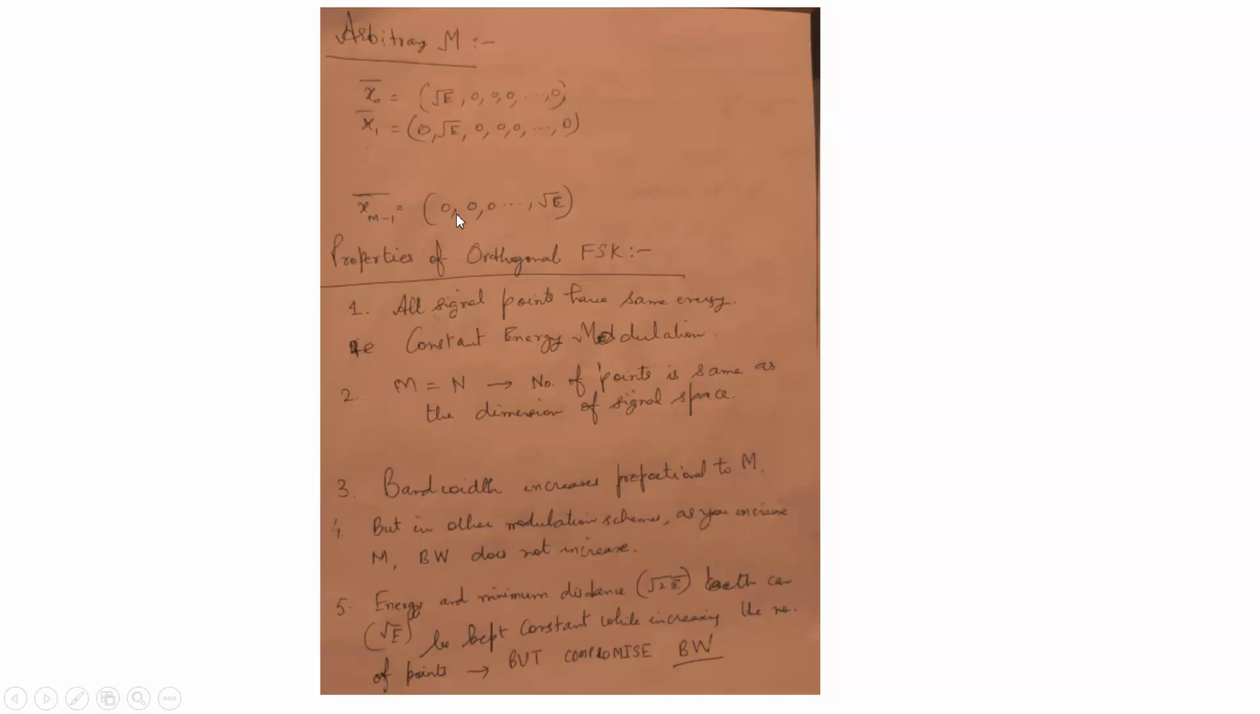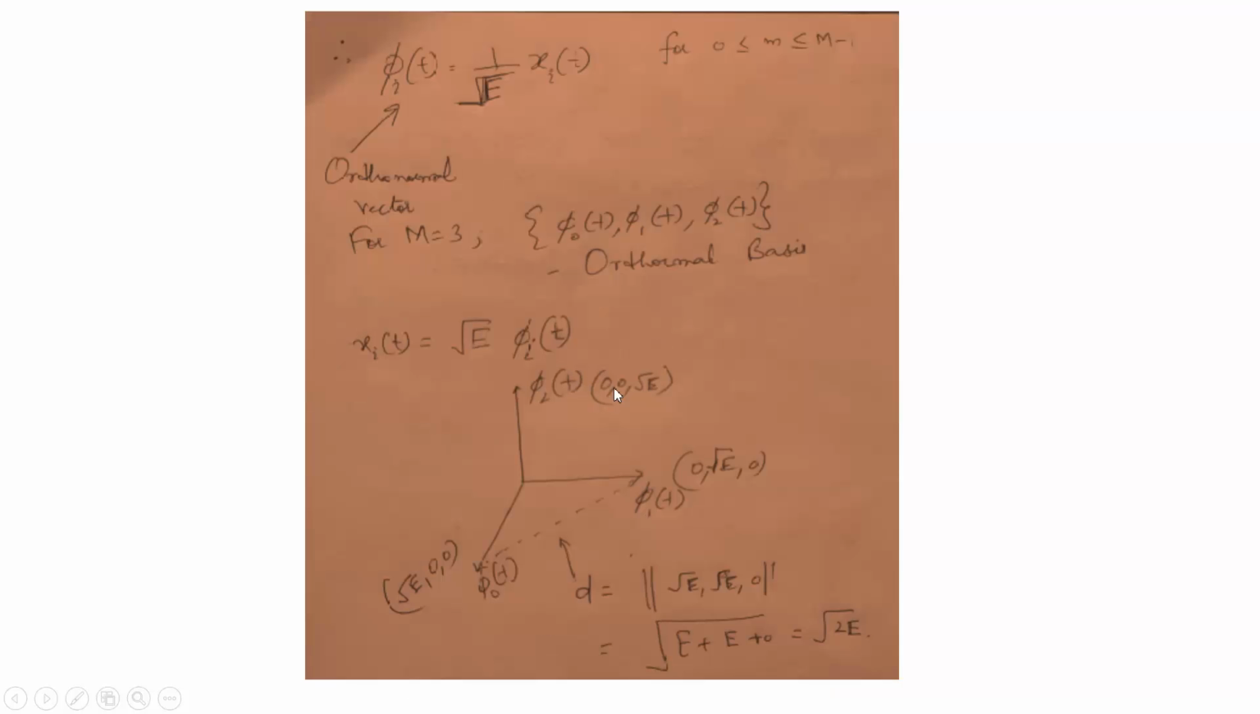X m minus 1 will be 0 comma 0 comma 0, and the last point, which is the m minus 1th point, will be under root e. Now let us discuss the properties of the orthogonal FSK. All signal points have same energy.